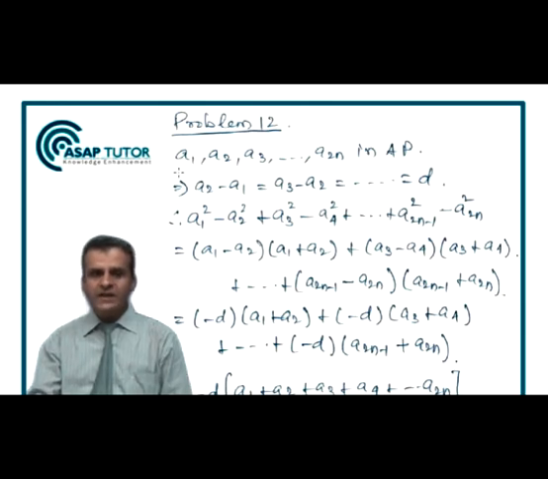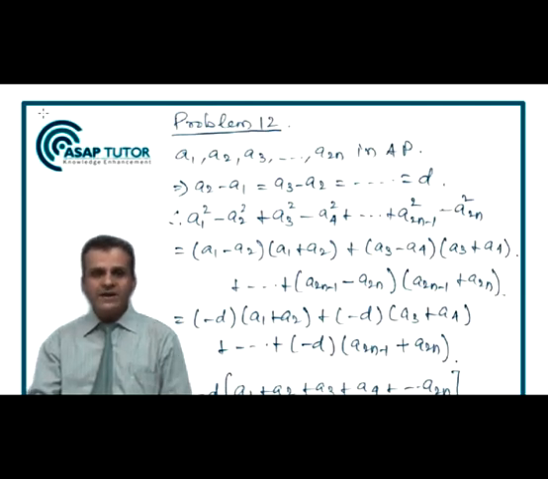Now we'll start with a1, a2, a3 and so on up to a2n in AP. Since it's an AP, the difference of two consecutive terms will be the same. That is a common difference. So a2 minus a1 will be equal to a3 minus a2 will be equal to a4 minus a3 and so on up to a2n minus a2n minus 1, which is equal to d.